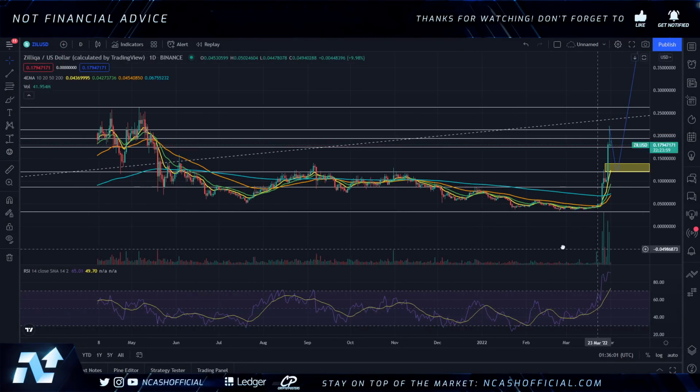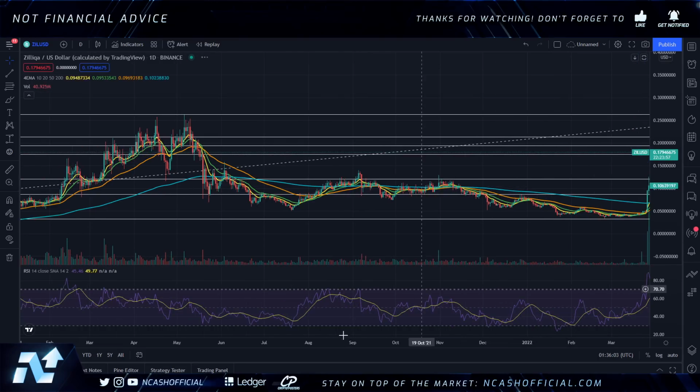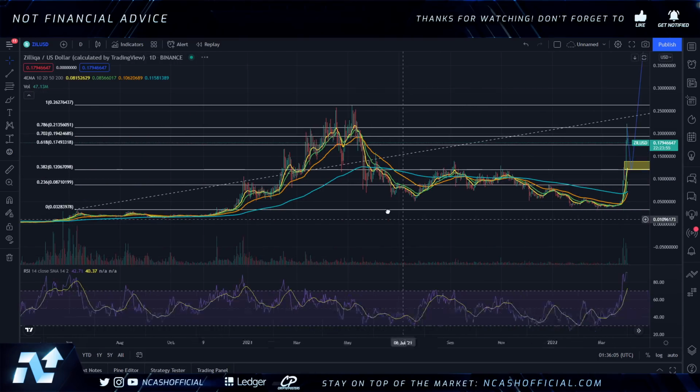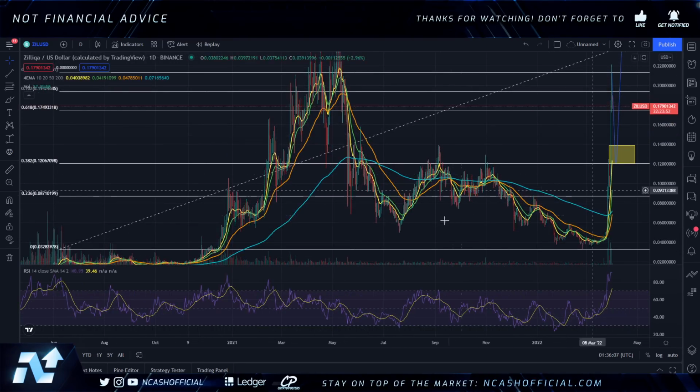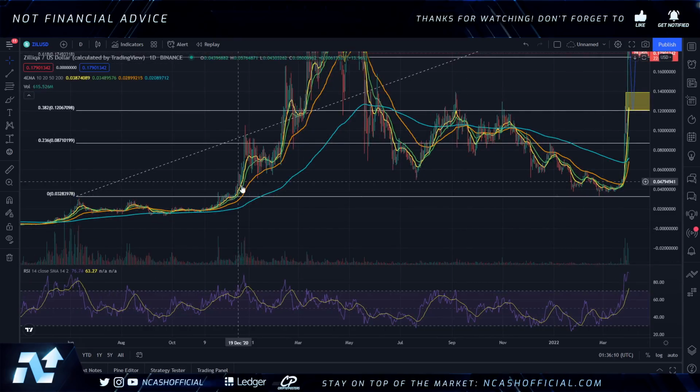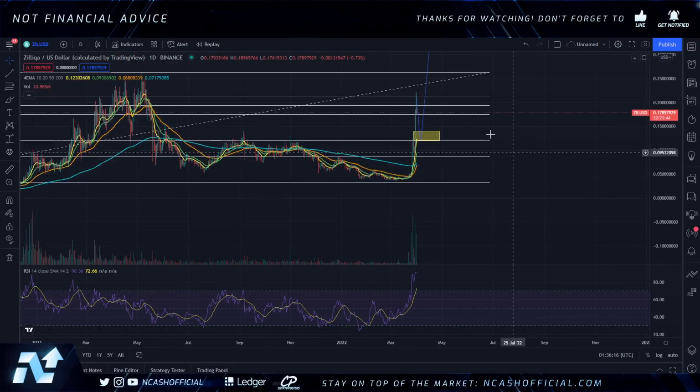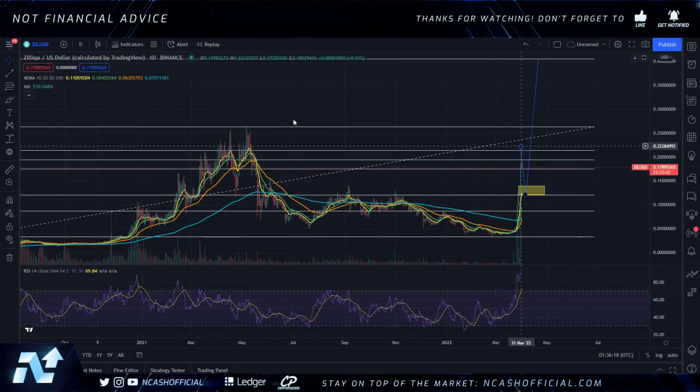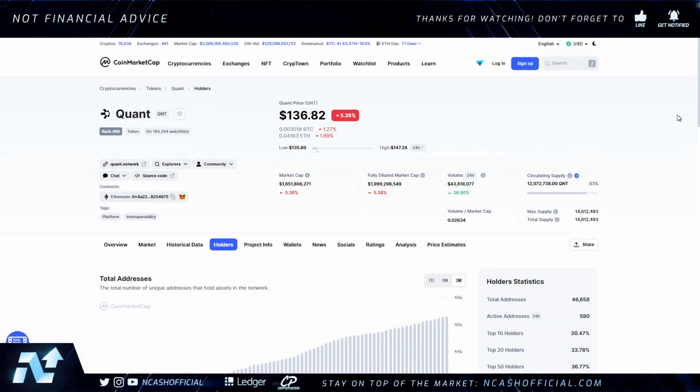And now we're looking for a pullback on ZIL to see if it's going to break that all-time high and go into price discovery. But again, this was at levels that we were not seeing since December of 2020. Similar to the structure of QNT, this is basically where we are headed. We are headed for a massive breakout event to retest $400. And at our current price, that's over a 2x from our current price.